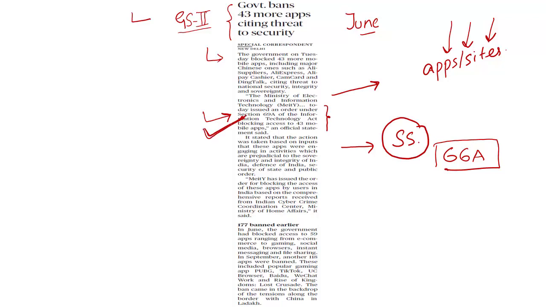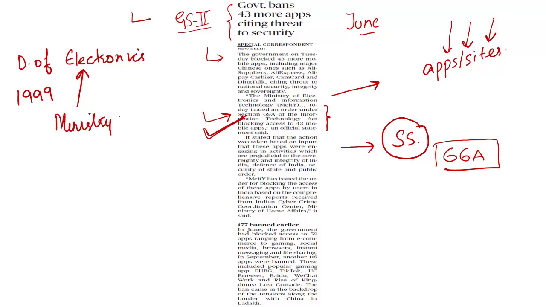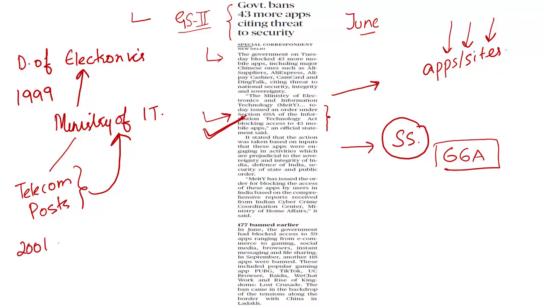One more thing which can be relevant for your prelims examination: there was a department called the Department of Electronics. In the year 1999, this Department of Electronics was renamed as the Ministry of Information Technology, or Ministry of IT. Then the Department of Telecom and the Department of Posts were merged with the Ministry of Information Technology. And then in the year 2001, this Ministry of IT became the Department of Information Technology.